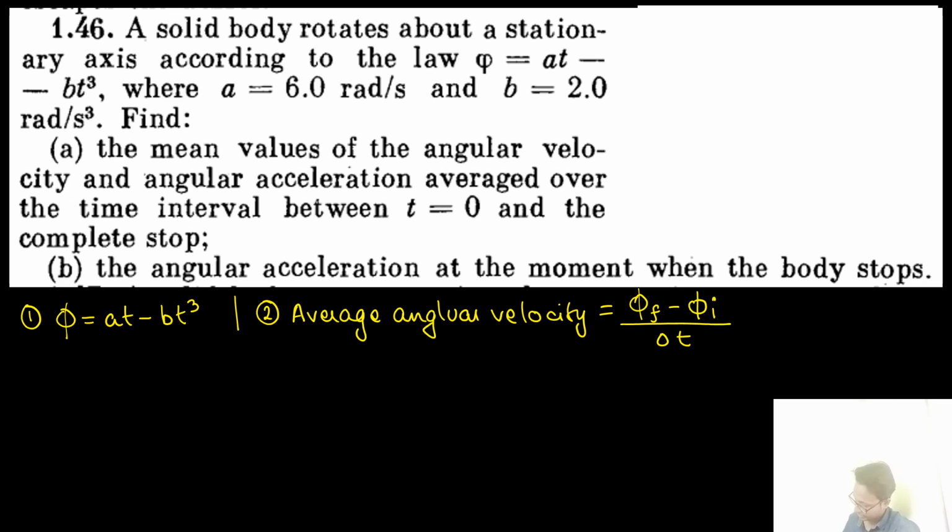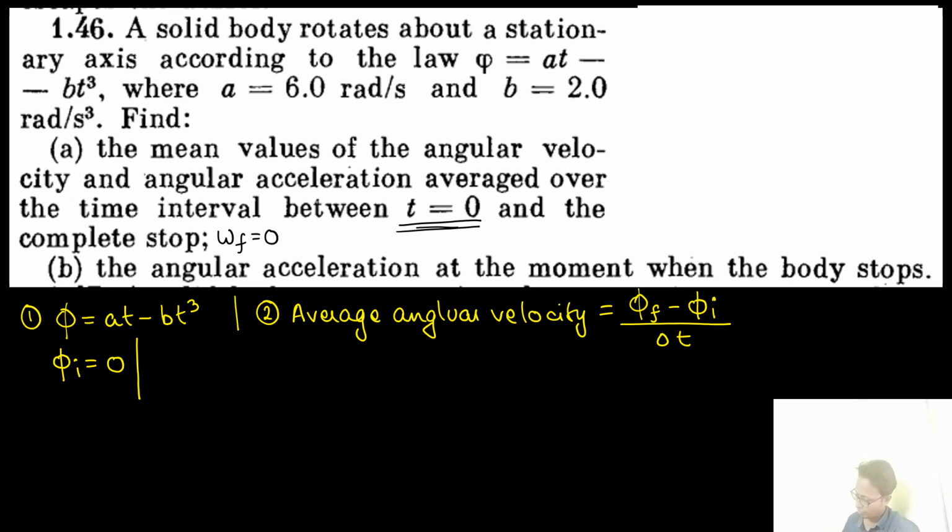Okay. So our initial is at time t is equal to 0. So at time t is equal to 0, when you put this value t is equal to 0 in this equation, what do we get? We get theta I, or initial angular position, is equal to 0. Now problem is, averaged over the time interval between t is equal to 0 and the complete stop. How do I find out when did the body stop completely? A body stops completely when the velocity is equal to 0. So out here, final angular velocity is equal to 0.